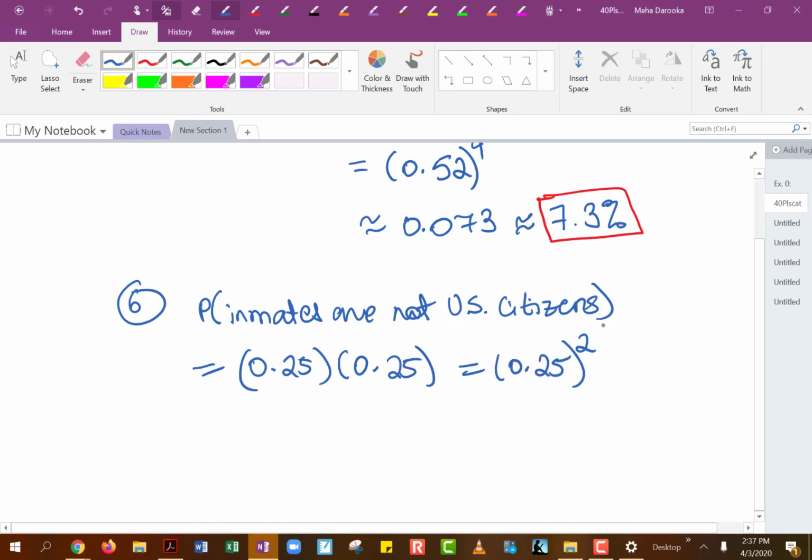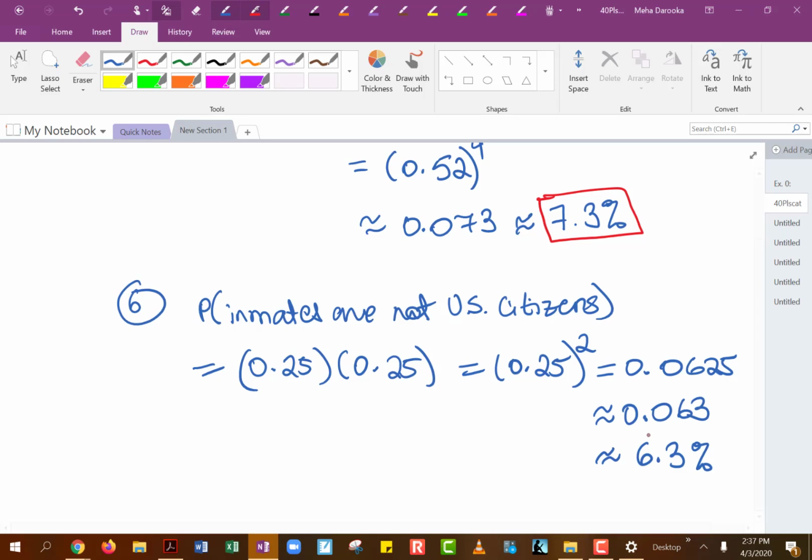And that will of course come out to be 0.0625, and rounding that to 3 decimal places will become 0.063, or approximately 6.3%, right? So you can see what that comes out to be. Pretty small probabilities for both examples that we looked at here.